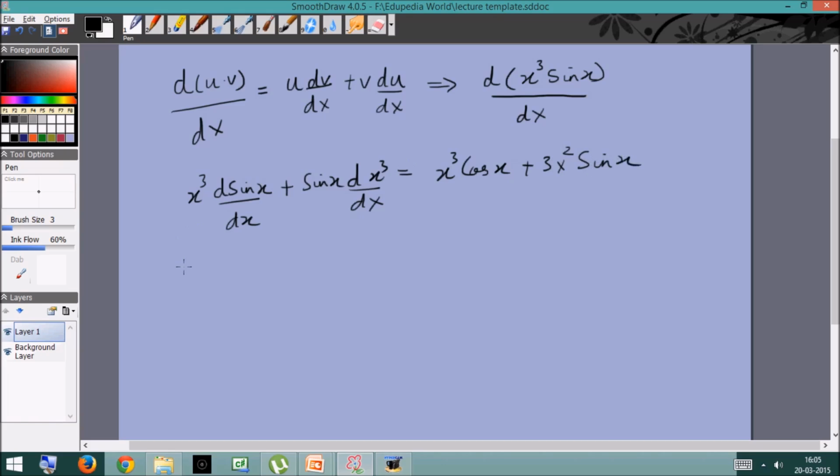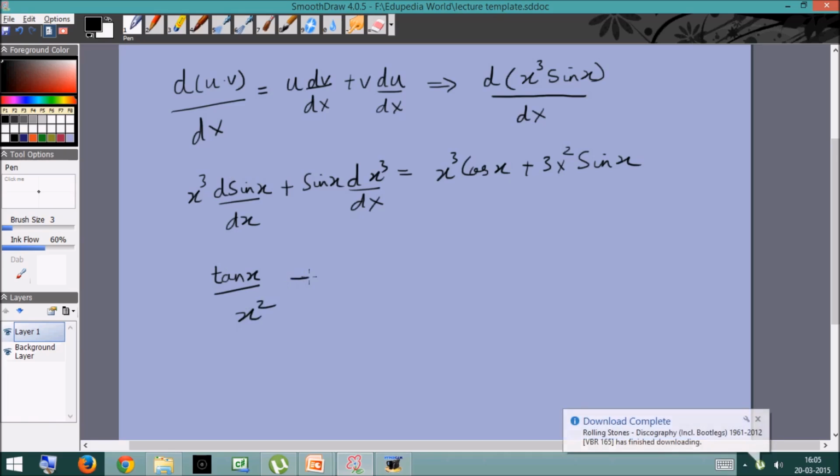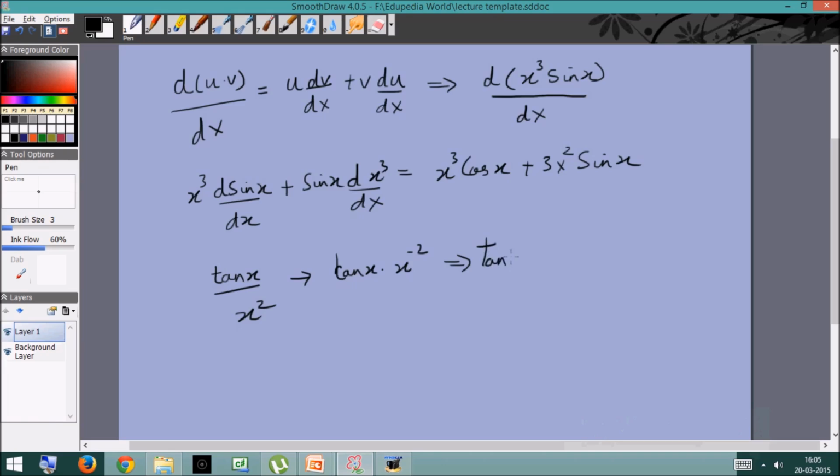Let me show you another application of this. Tan x by x square. We can write it as tan x into x to the power minus 2. So the derivative will be tan x times the derivative of x to the power minus 2, that is minus 2x to the power minus 3, plus x to the power minus 2 times the derivative of tan x, which you can reference the sheet, is sec square x. So we can calculate the derivatives of any of the product of these functions if we know the derivatives of the individual functions.